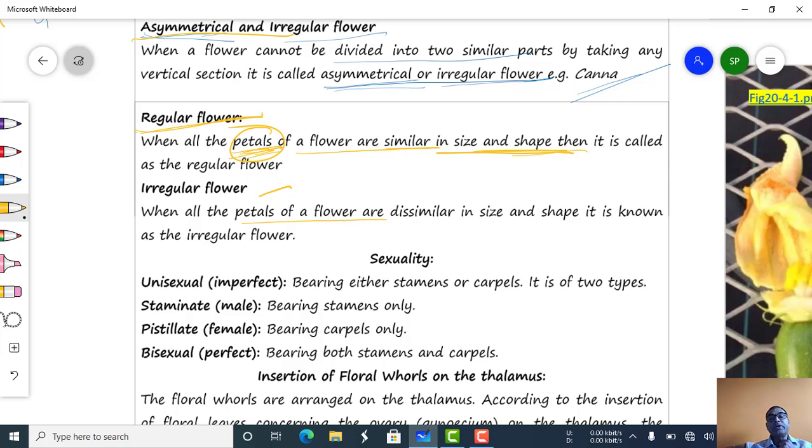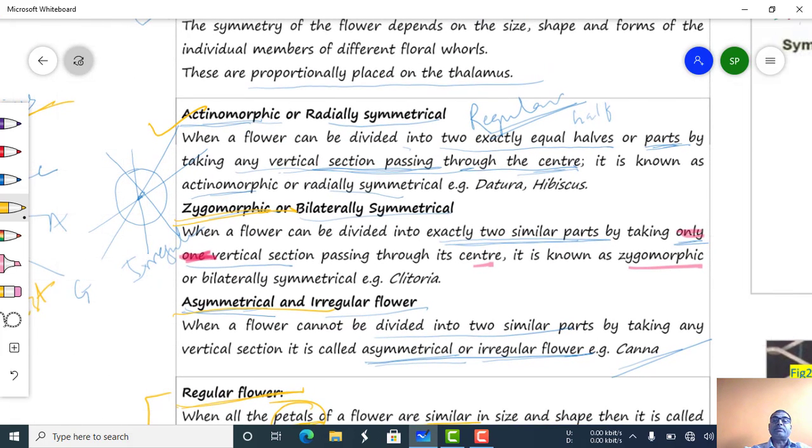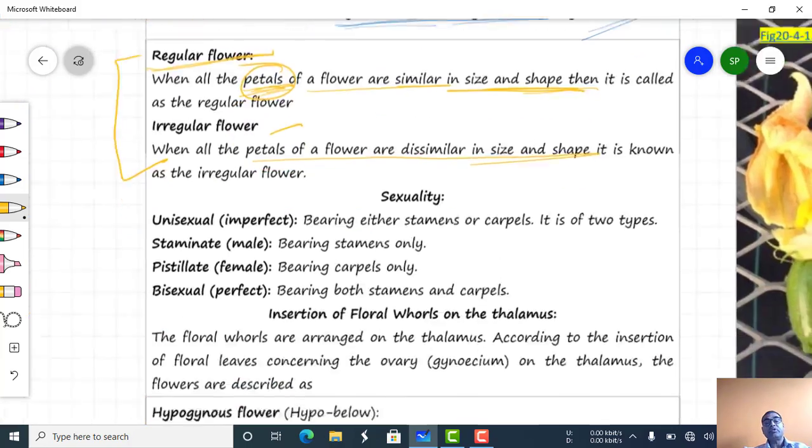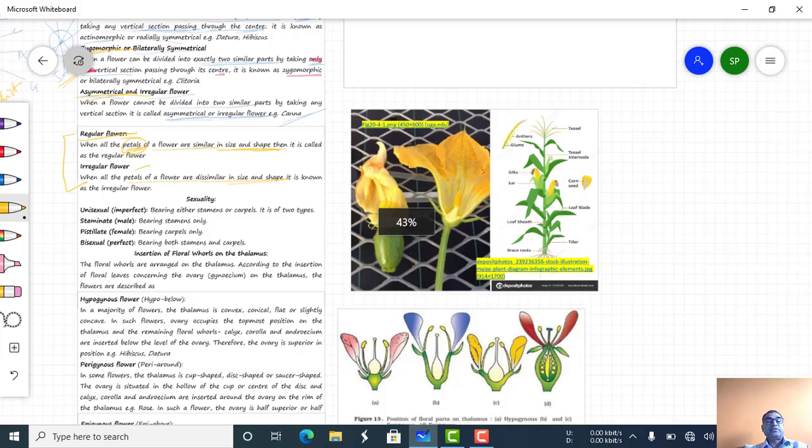And when all the petals of the flower are dissimilar in size and shape, they are called an irregular flower. But these concepts are not totally correct. The correct concepts are actinomorphic, that means the regular one, zygomorphic, that means the irregular one, and the third one is totally asymmetric. Okay, just see the sexuality among the flowers.